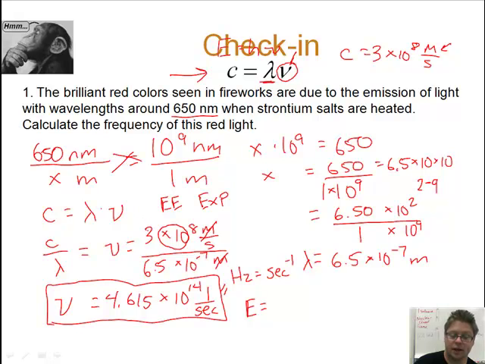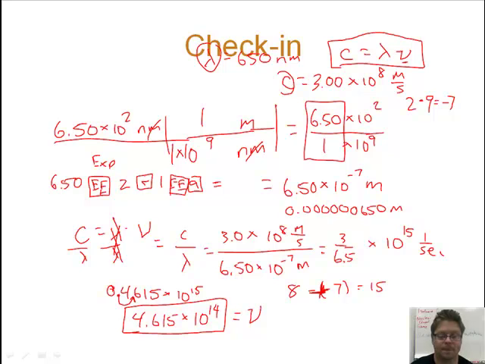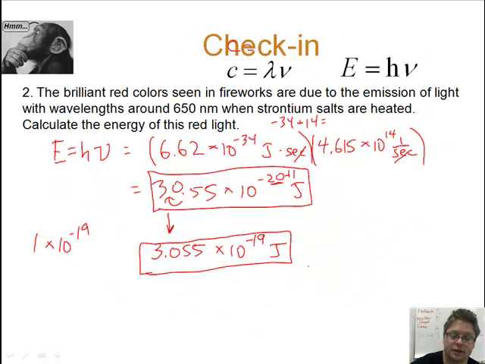You take the speed of light, which is 3 times 10 to the 8th, divided by 6.5 times 10 to the negative 7th, and this gives you the frequency of 4.6 times 10 to the 14th per second. And this is called hertz, or inverse seconds. So this is another way of showing the steps of calculating the frequency of this light.